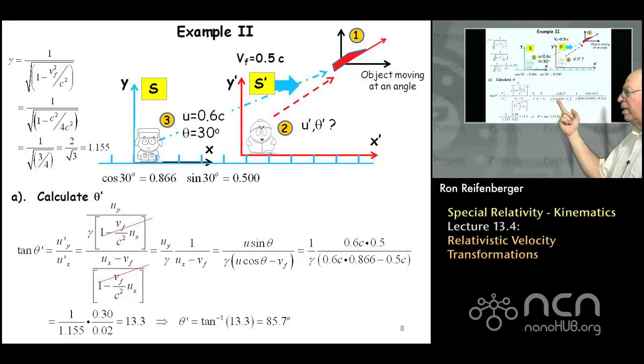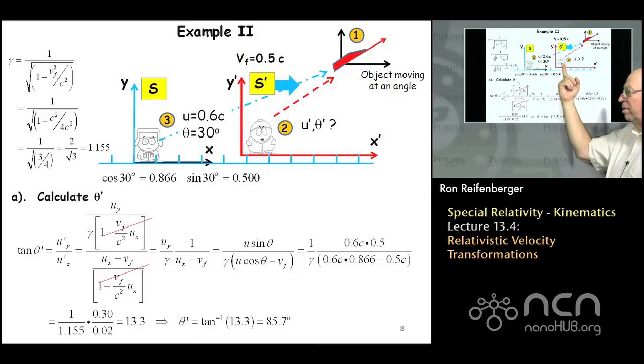We're going to know what the angle is because we know theta in the unprimed frame is 30 degrees. So we have to know the cosine of 30 and the sine of 30. Those come in. We also have to calculate gamma. For a frame moving at half the speed of light, gamma is about 1.115, so that factors in. And what I get when I work through these numbers, you can check them, is an angle of 85.7 degrees.